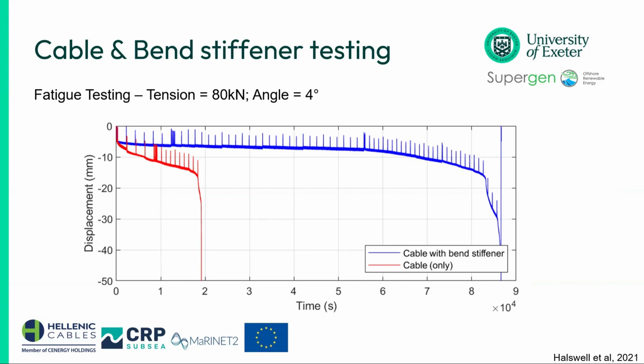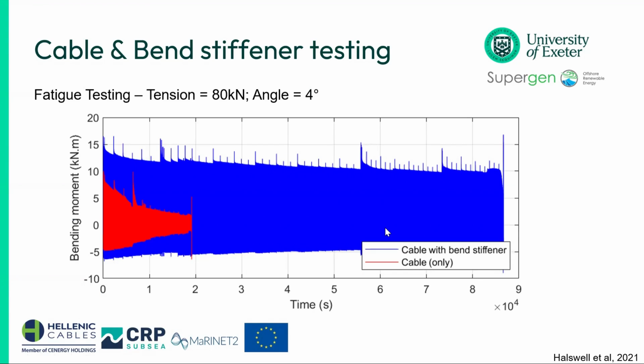But the point is, the cable alone failed fairly early, so you could see it slipping. Then it went. So that was for 4 degrees at 80 kilonewtons, whereas the bend stiffener actually maintained its performance for quite a long while, and then started slipping, but still hung on fairly well, and then failed at the very end. But you can see if you just count across, it's a factor of 4 increased cycle life with the bend stiffener in place.